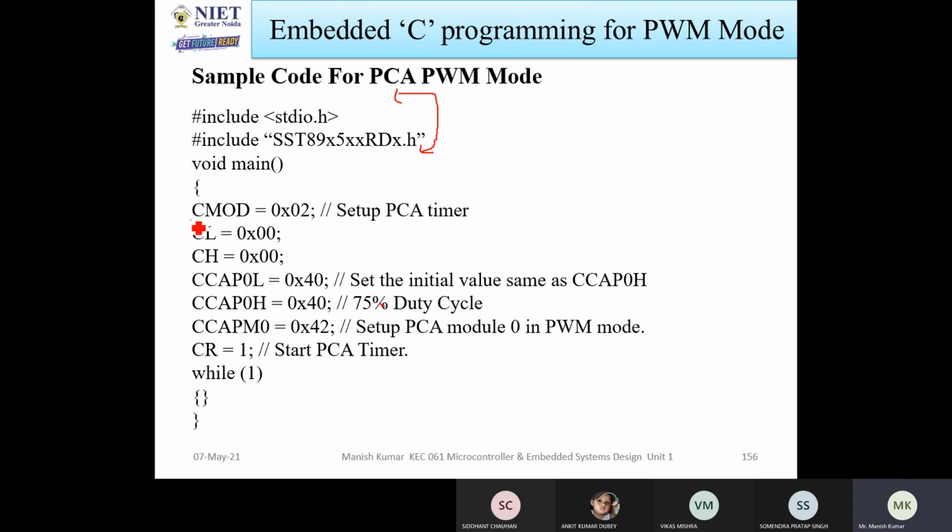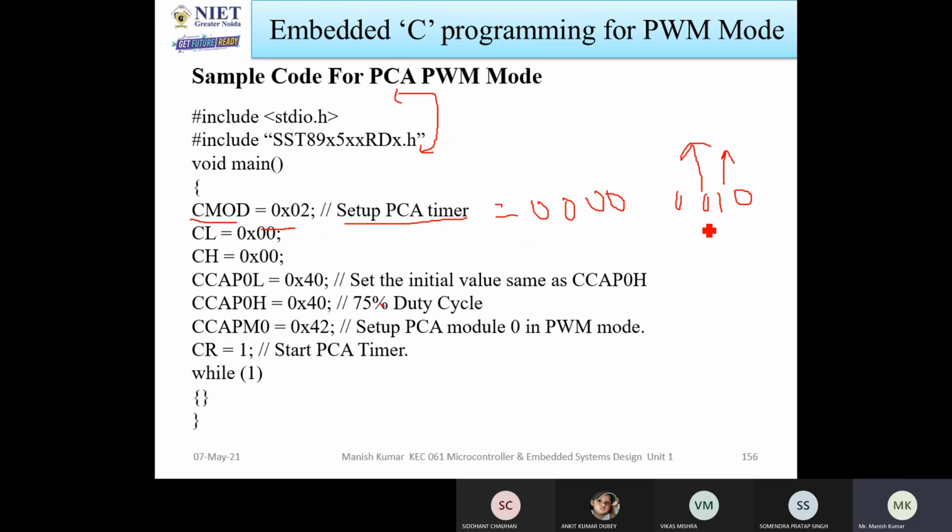So first we'll keep CMOD equal to 0x02. If you are writing 0x02, it means that 02, if you are writing in hexadecimal, what will happen? 0 becomes 0000 and 2 becomes 0010. So now with the help of CMOD equal to 0x02, you are going to set up the PCA timer. So if you are going to set up the PCA timer, you have to decide which type of clock source you are going to use. So this bit is called CPS0 and this is called CPS1.